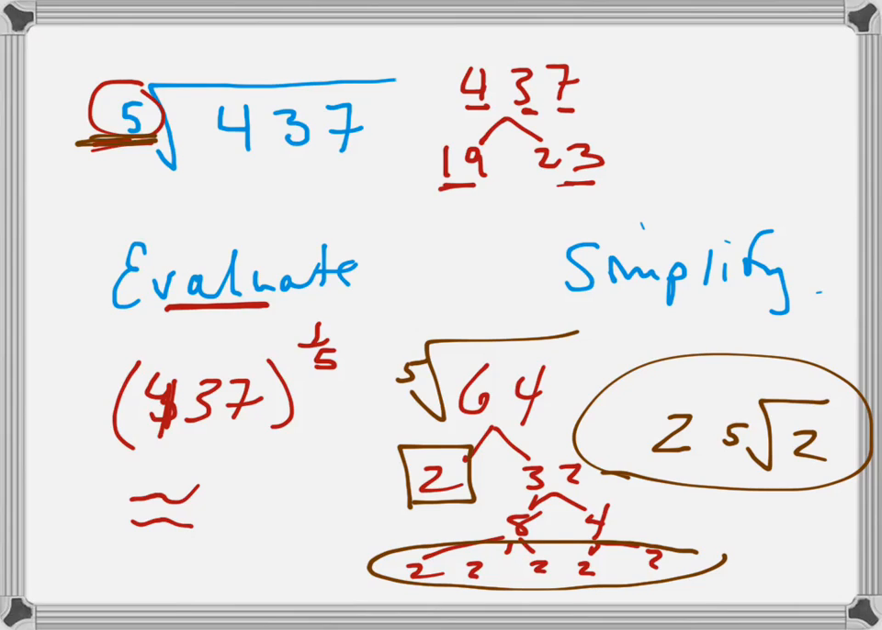But sometimes you get these humongous numbers, and it's kind of hard to find the factor tree for them. But that's the difference between evaluating and simplifying a radical.